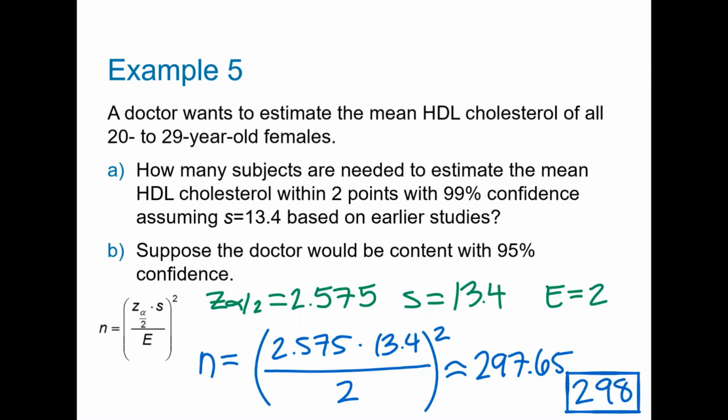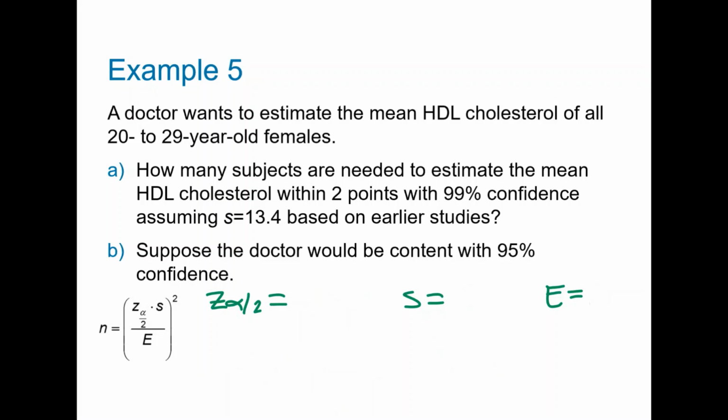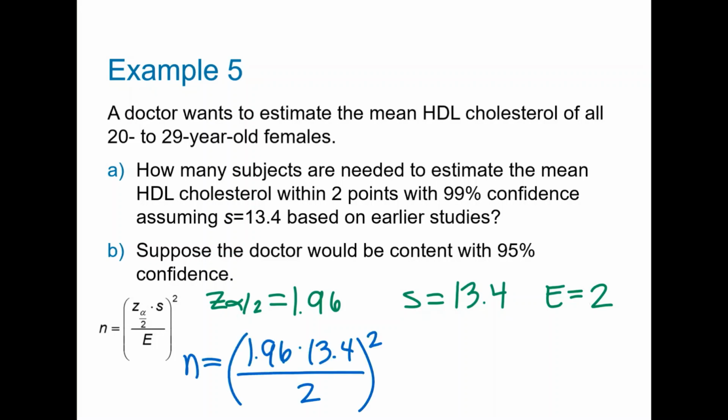Now let's compute Part B. For Part B, we want 95% confidence, so we can find Z alpha over 2 on Table 5. And Z alpha over 2 is 1.96. S is still 13.4, and E is still 2. Now let's substitute the values. Type this into your calculator, and we get 172.45. Remember that every time we are computing a sample size, we always round up to the next integer, so the answer is 173.